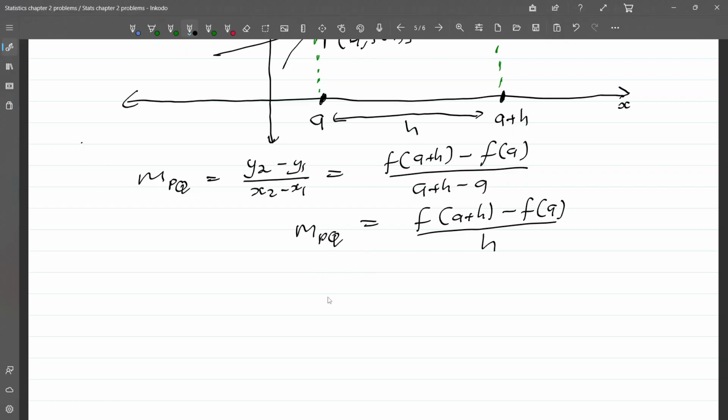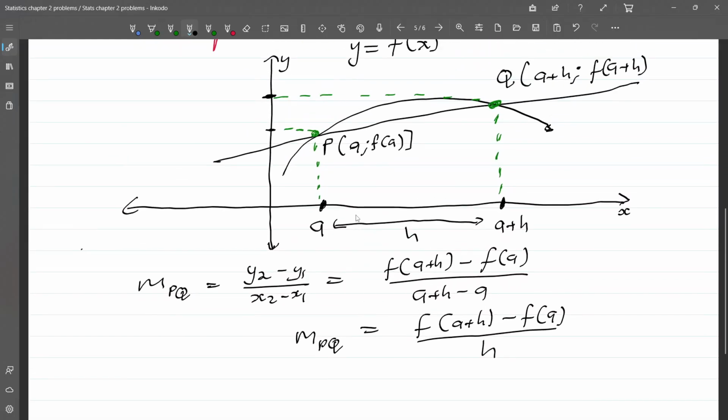But now we want a gradient at a point. So if you can check our curve, let's say this point Q moves along the curve and gets closer to P. So now it's going to be here. If you move it again and again and again, it gets closer and closer in Q.